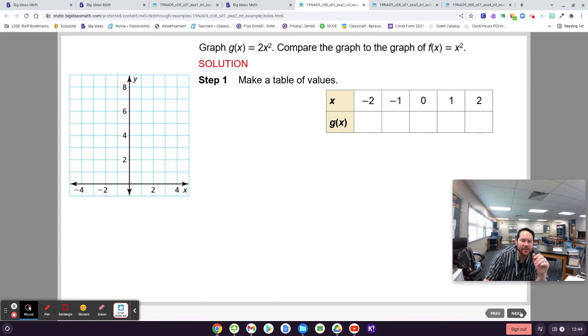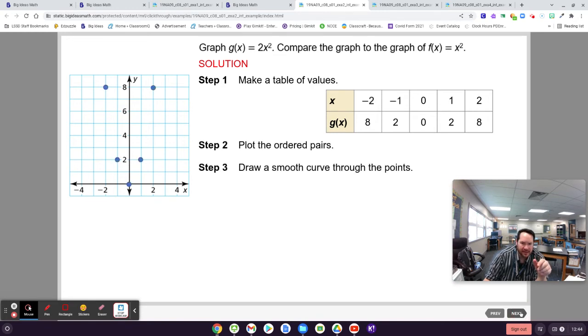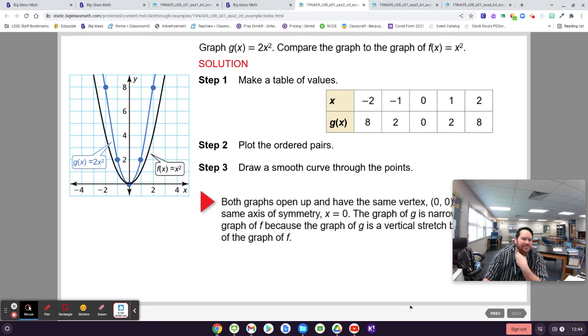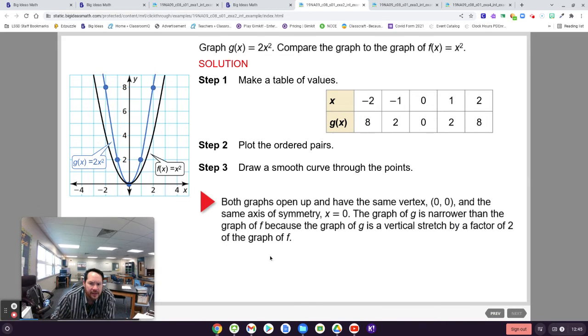And here's why. You can make a table of values and see your g of x for those different values of x. And then if you did f of x, it would look like that, which is just x squared. So the 2 there makes it vertically stretched, makes it look skinnier. It's narrower. All right, so that's a great example. Feel free to add that to your notes if you want. You don't have to add that one.